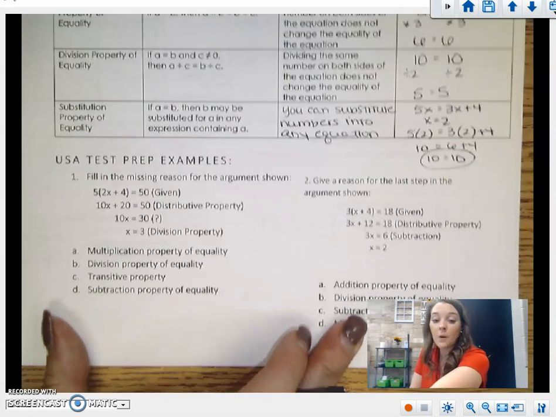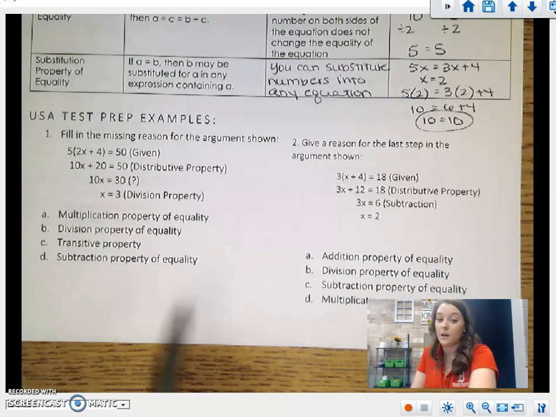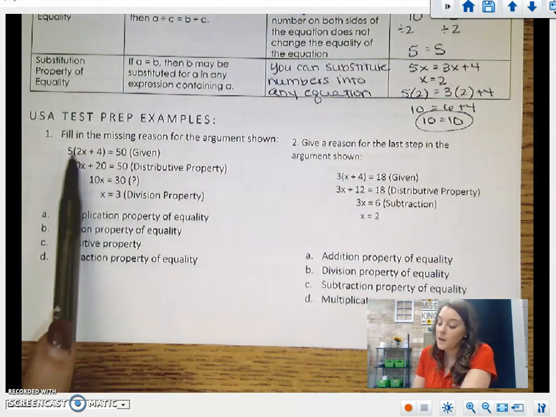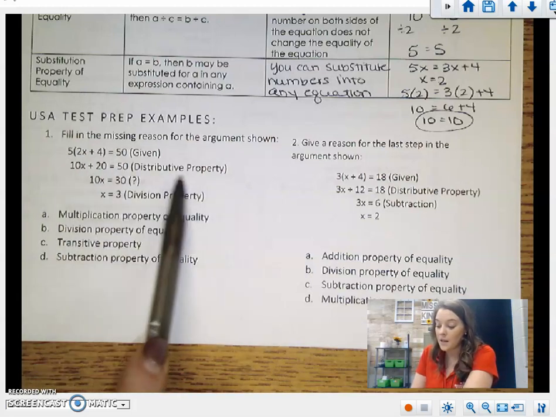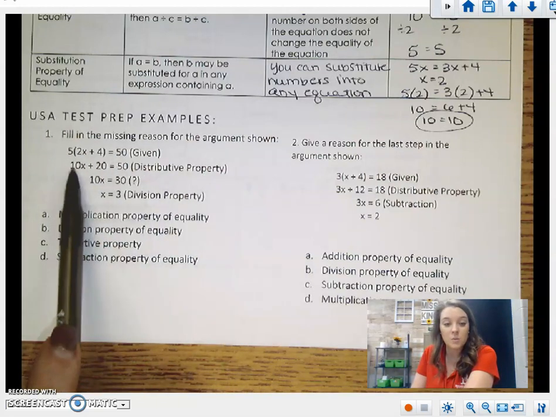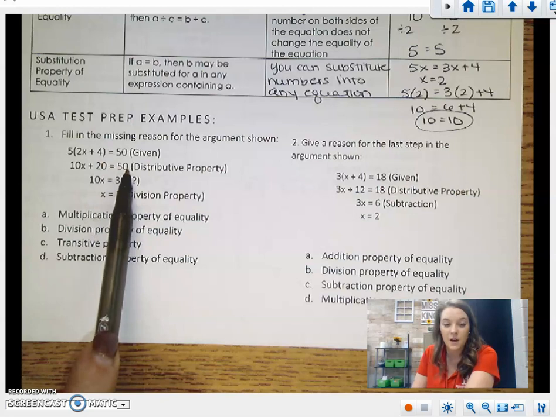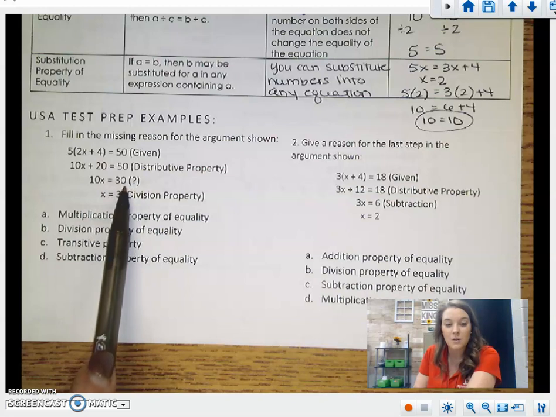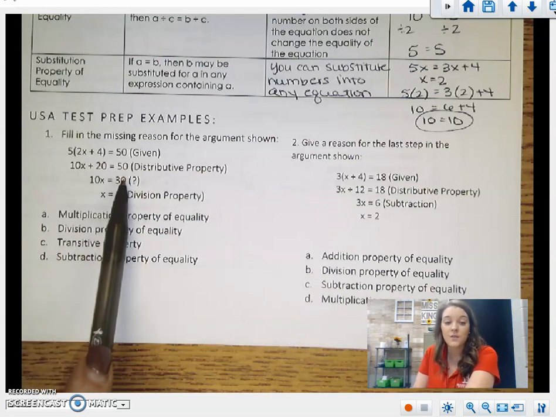And again, I wanted to give you some examples of how you might see this on an exam or on your EOC. So number 1 says fill in the missing reason for the argument shown. So it says 5 times the quantity of 2x plus 4 is given. And then step 2, they use the distributive property. So 5 times 2x gives you 10x, 5 times 4 gives you 20, and they left this 50 right here. The question is, how did they get here to 10x equals 30? So this 20 went missing, and this 50 went to 30.